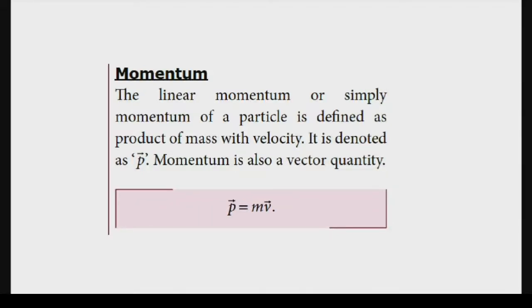Momentum. The linear momentum, or simply momentum, of a particle is defined as the product of mass with velocity. It is denoted p vector. Momentum is also a vector quantity. P vector is equal to m v vector.